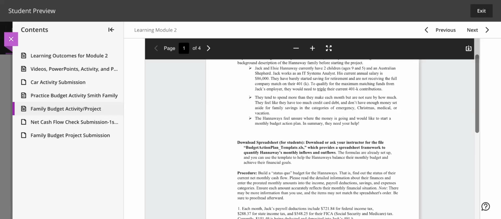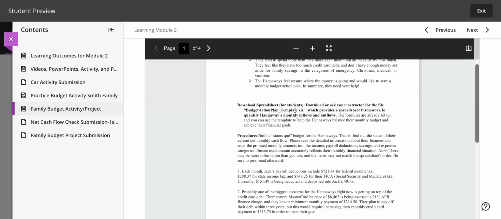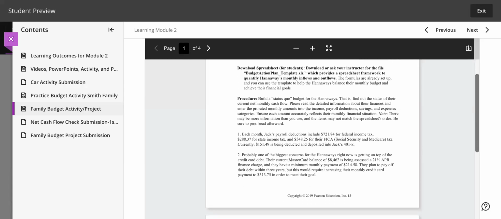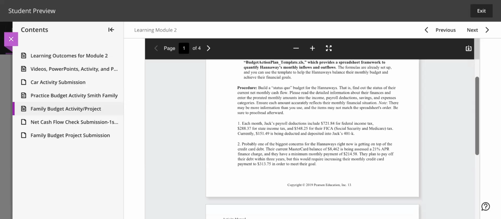Okay, I'm going to keep going then. I will talk about this project several times, but your main focus now is getting the Excel document filled out with what's happening right now. It goes on to say we're building the budget as it is right now.